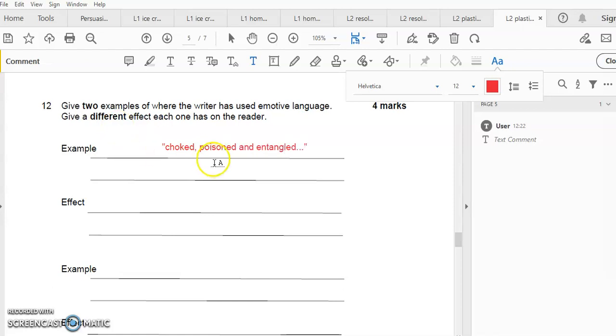Now, this bit is where it's quite tricky. And this is where it does get a little bit tricky, guys. Because we need to give a different effect each one of these has on the reader. If I put down, it makes me feel something, or even, that is not good enough. I need to be specific. And this is the difference with this question, where you're talking about the effect on the reader of a specific language feature. You need to think about the context.